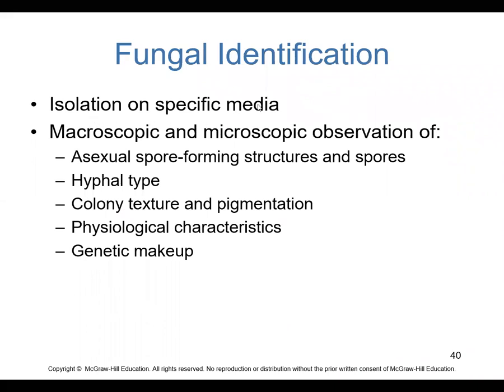All right, so how do we identify them? Well, first of all, we have to isolate and grow them. Agar is used for growing them, so you can grow them on cornmeal agar, some blood agar. Sabouraud's is a very common one for growing fungi.